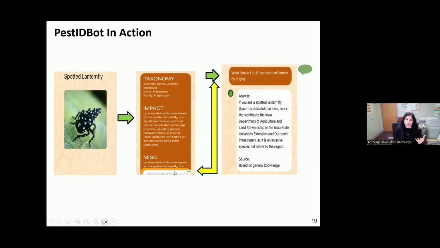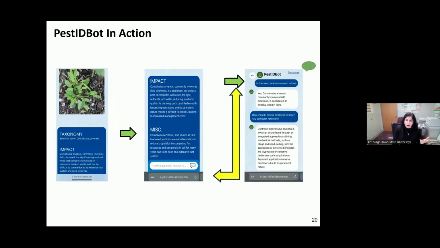So if you have a question about spotted lanternfly, and the best part which I liked is when I asked the question, what should I do when I see a spotted lanternfly in Iowa? It answered me, if you see spotted lanternfly in Iowa, report the sighting to the Iowa Department of Agriculture, as it is an invasive species not native to the region. And this is where I see that these apps are not just letting us know about these species, but they are also directing where a person should go if they notice some invasive species in their neighborhood or in their farm or field.